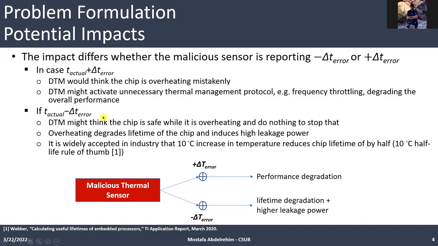If you report a lower temperature, that's also dangerous, because the DTM will think the chip is safe. Also, as the temperature increases, this will reduce the lifetime of the chip, and also induce higher leakage power. And there is a famous rule of thumb that a 10 degree increase in the average operating temperature of the chip will reduce the lifetime by half.